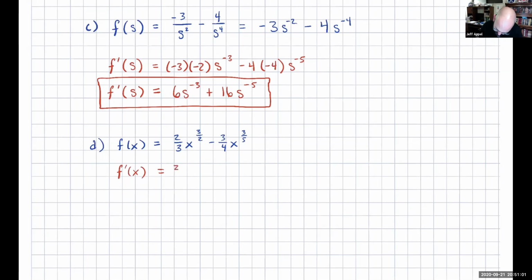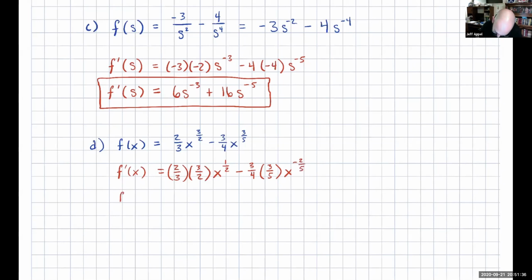I've got the 2/3 out front already. I'm bringing the power of 3/2 down. My base is x. When I replace the 3/2 by subtracting 1 from it, 3/2 take away 1 is 1/2. And then on this second piece over here, we've got the 3/4 already in front. Multiply that by 3/5 x. And then when you subtract 1 from this, 3/5 take away 1 is going to leave you with a negative 2/5 as your new power.